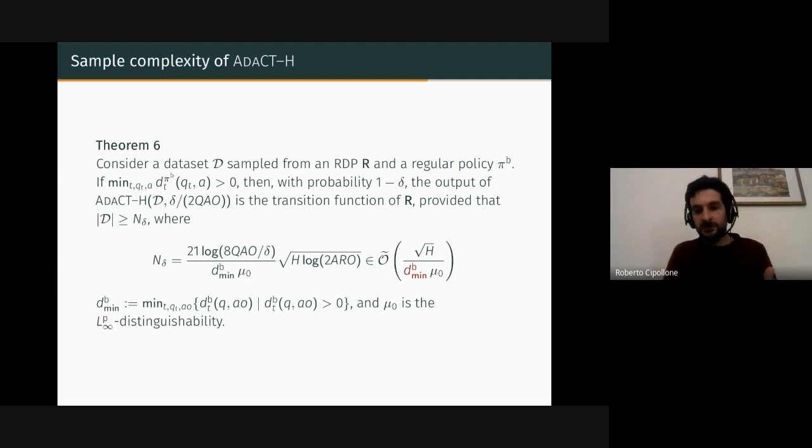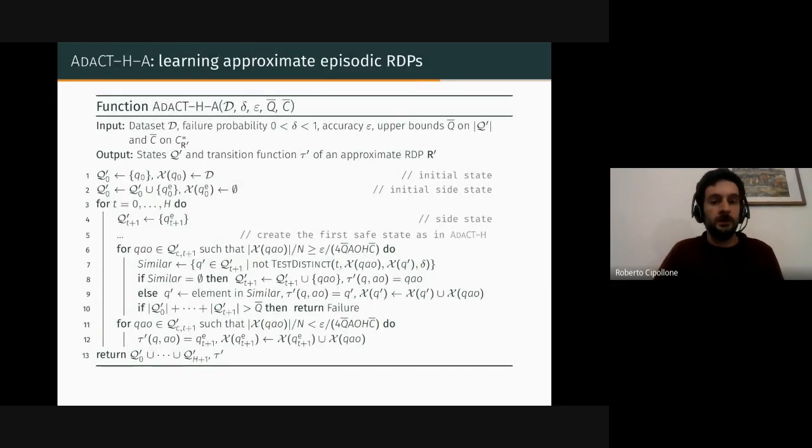Basically, the intuition is that we don't need to learn all the states, but only the frequent portion of the RDP. So we can have an alternative version of the automaton learner, where we have AdaCT-H-A, A for approximation. In fact, we do not learn all the states. The important line here is 6. This one tests that the empirical estimate of the frequency of a state, this is the cardinality of the dataset, is large enough. So that's a threshold. If this is true, then we learn.